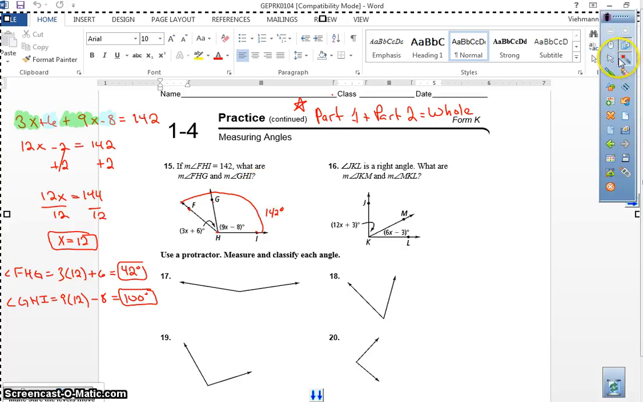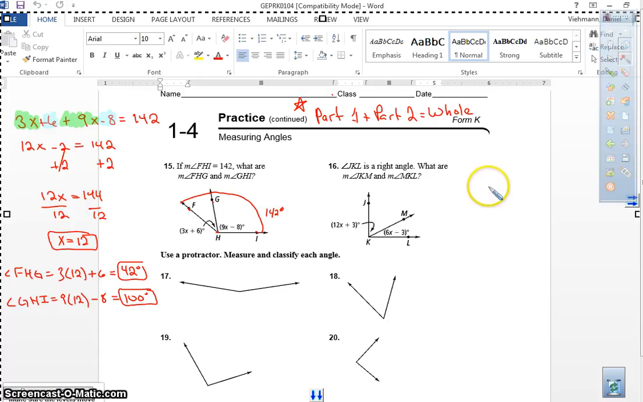I didn't even write anything out. I just looked at it and knew that GHI was more than 90 degrees. Because you knew the big idea, right? So I knew 100 and then 42 could be the other one. It was 142. Okay, good. All right.